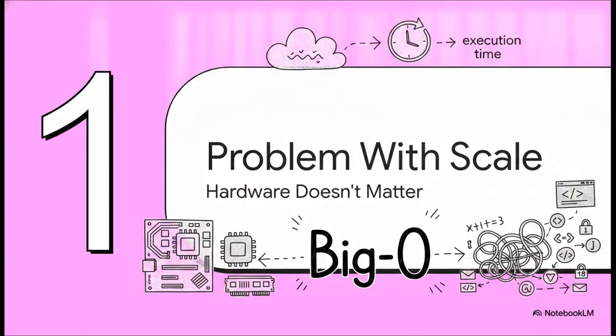All right, let's jump into section 1, the problem with scale, and exactly why hardware and seconds don't matter. You see, execution time in seconds depends on totally unpredictable variables. Your specific hardware, the programming language you happen to be using, background processes running on the server, and that is exactly why Big O completely ignores all of that. Instead, it simply counts operations.